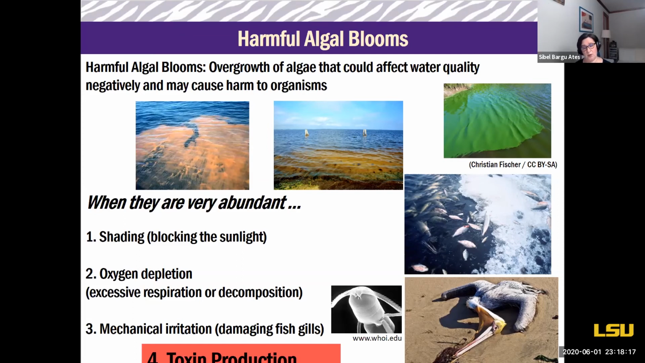Some of these algae, not all the species, but some of them, are also capable of producing toxins. And the toxin production can be detrimental for any organisms directly consuming them, or bigger organisms, or even humans that consume the contaminated food.